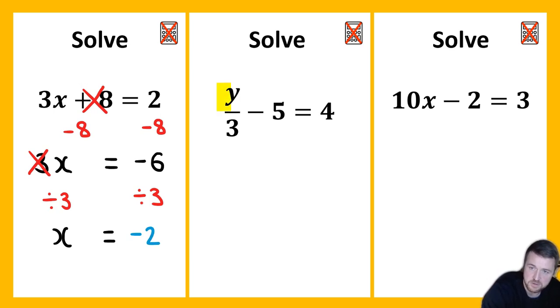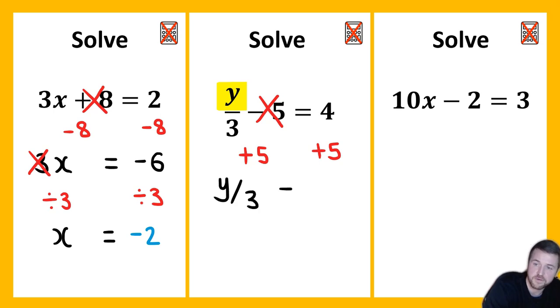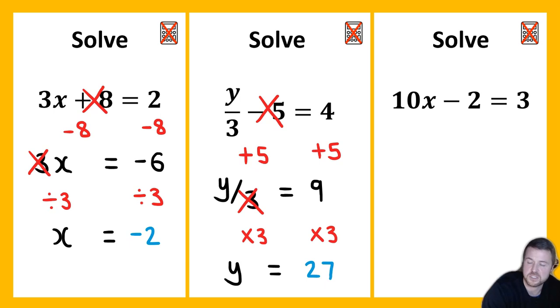On to the second question. Y is being divided by 3, and then I'm subtracting 5 to give me 4. To find y by isolating it and making it the subject, I will first need to add 5 to the left-hand side, which means adding 5 to the right-hand side. This will give me y over 3 is equal to 4 plus 5, which is 9. And to eliminate the denominator or the division by 3, I will multiply the left-hand side by 3, which means multiplying the right-hand side by 3 to keep this equation balanced. Therefore y is equal to 9 multiplied by 3, which is 27.